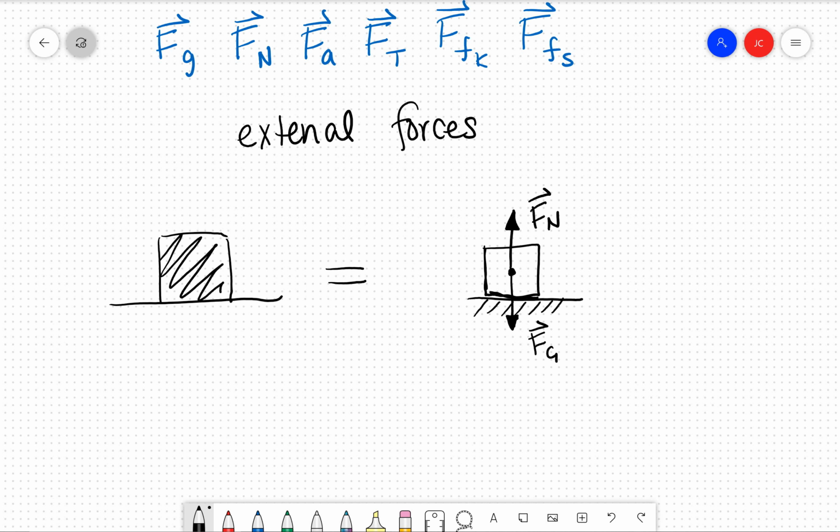You could also label it as force normal floor, which is just being very specific about where the normal force is coming from, which is it's coming from the floor on the box. This is the simplest possible, really, free body diagram you can have. It's a box that's not moving on the floor.